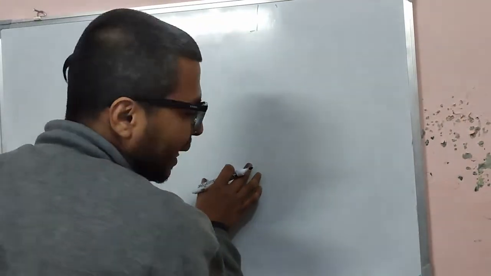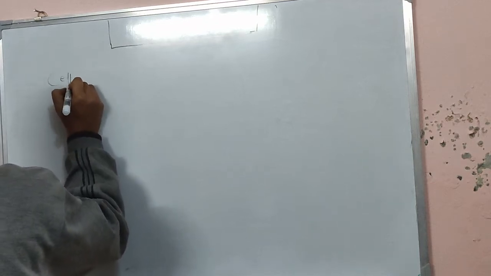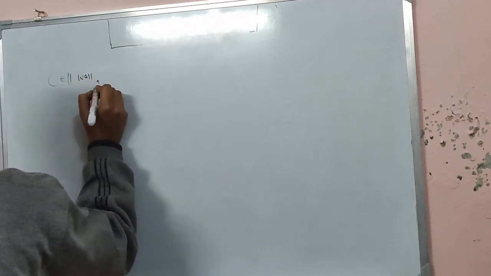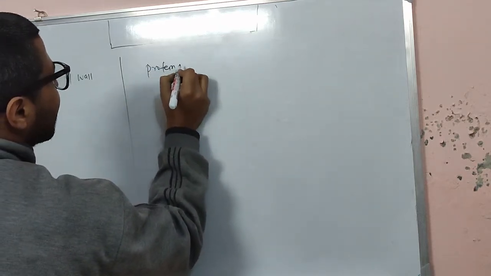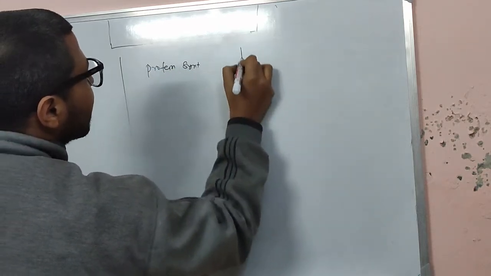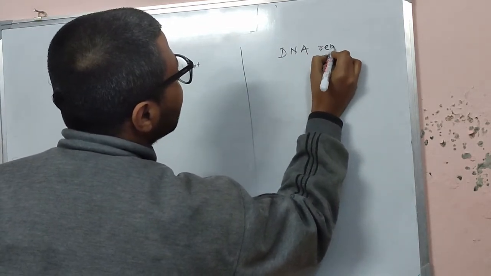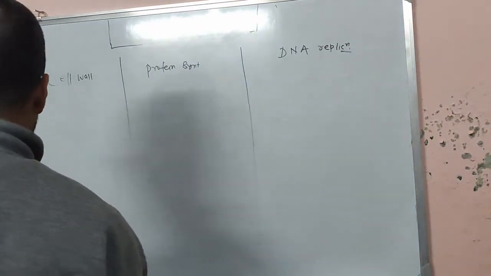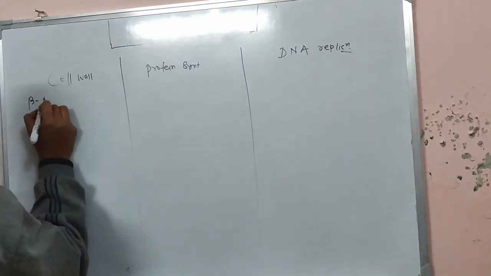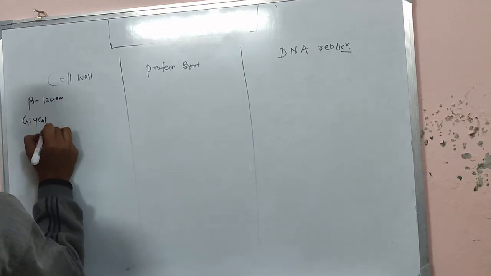We will be classifying antibiotics based on the mechanism of action. So I am writing cell wall acting agents, protein synthesis inhibitors, and inhibitors of DNA replication. Tell me some antibiotics that act against the cell wall. Beta-lactams, correct? Another, glycopeptides, correct?